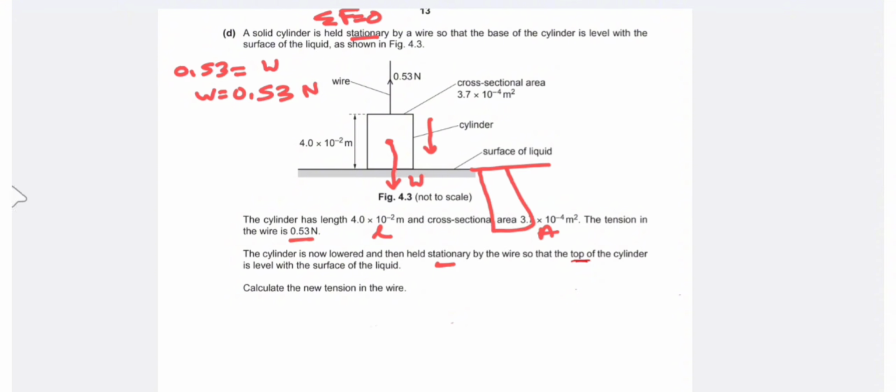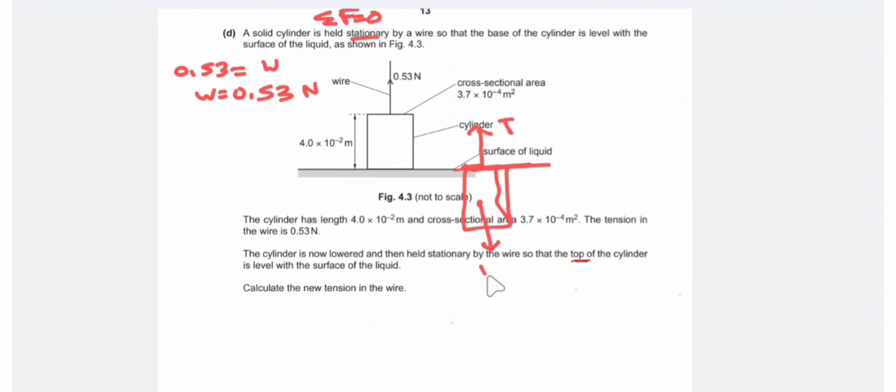So this is the surface of the liquid, and the top of the cylinder is level with the surface as the cylinder is lowered and held stationary. That means the resultant force is zero, so the upward force must equal the downward force. Calculate the new tension in the wire. For the cylinder, the tension is acting upward and the weight is acting from the center, vertically downward.